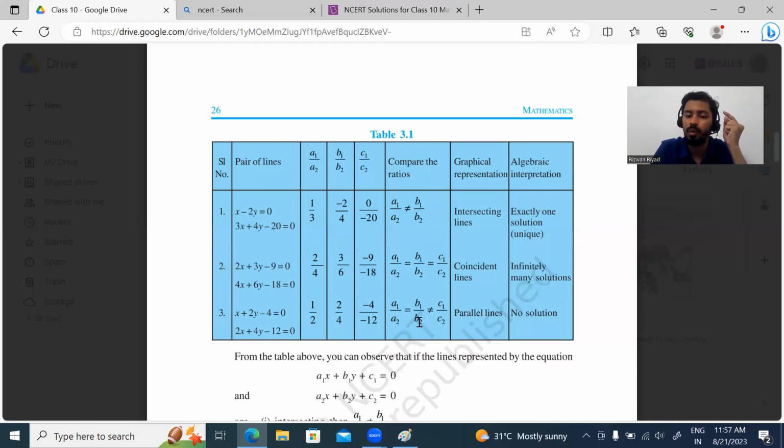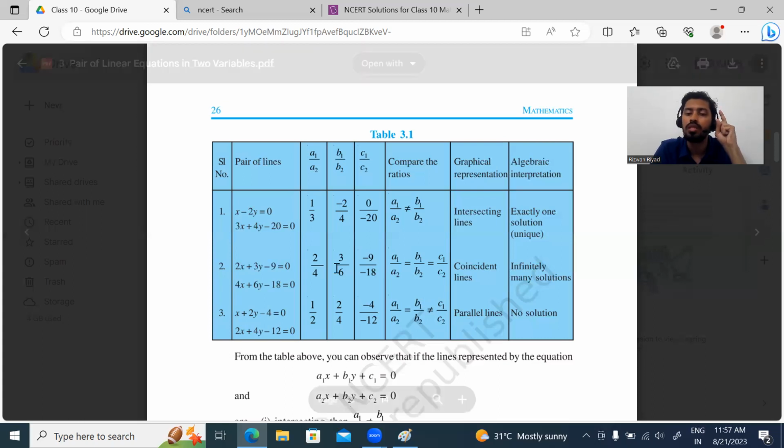A1 by A2 and B1 by B2 are equal. 1 by 2 and 2 by 4 are equal, that you can see here. But that is not equal to C1 by C2. That is different. This is the condition for parallel lines. If this equation is satisfied, A1 by A2 is equal to B1 by B2, that is not equal to C1 by C2, then those lines are parallel lines. Okay. So these are the conditions.